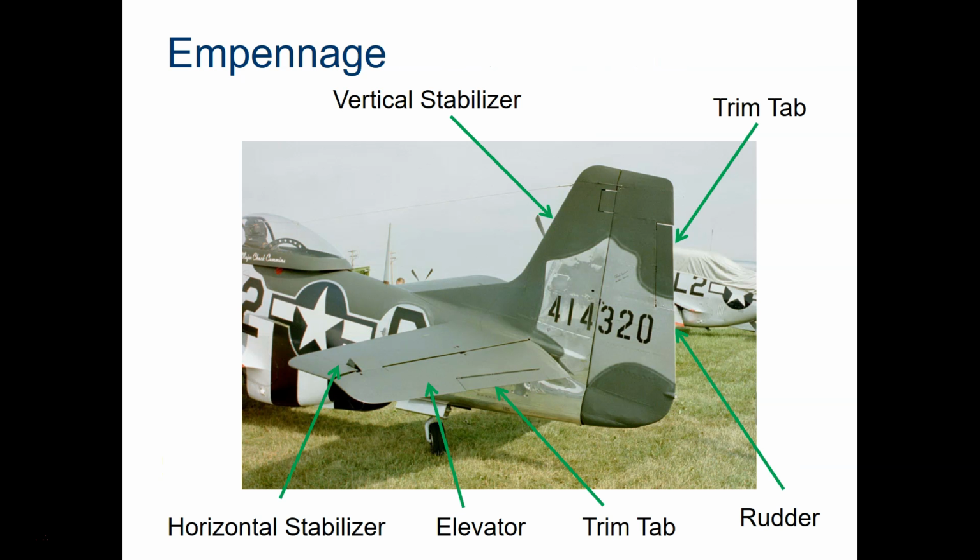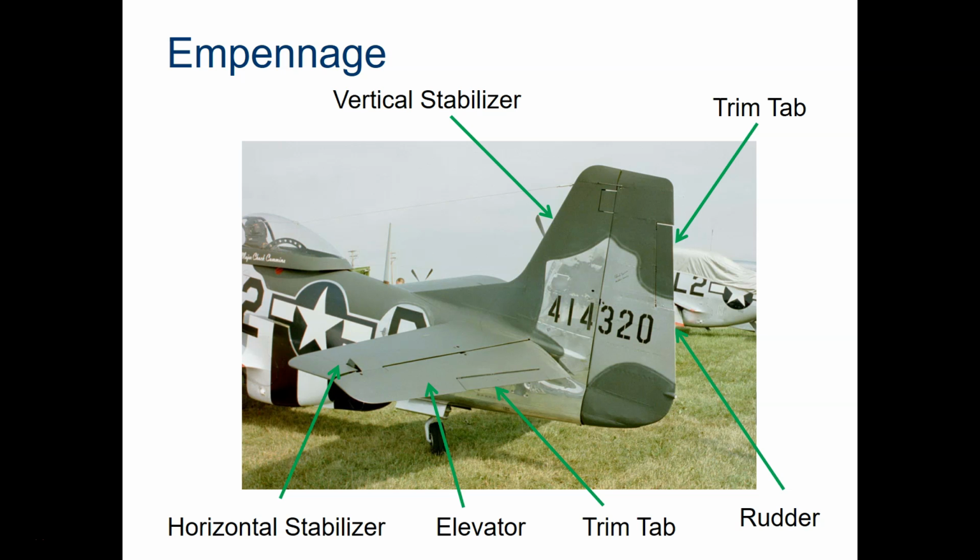Here we see an older military aircraft. It has that rear wheel, that tail wheel configuration, also a lot of times referred to as a tail dragger. This one has a much larger rudder. Look at it compared to the size of the vertical stabilizer.